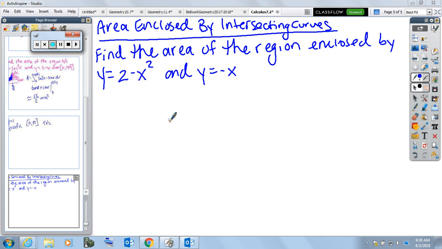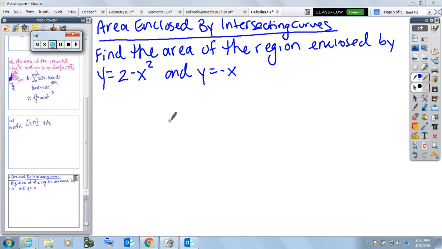Alright, so let's go ahead and try an example, and then we'll summarize how we actually go about getting where these intervals come from. So this is: find the area of the region enclosed by y equals 2 minus x squared and the line y equals negative x. Let's think about this for a second.